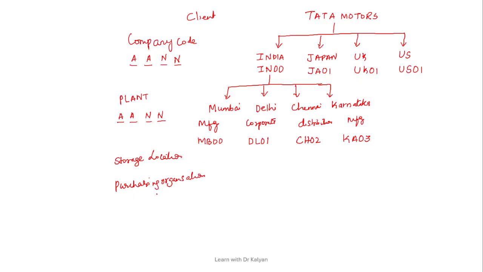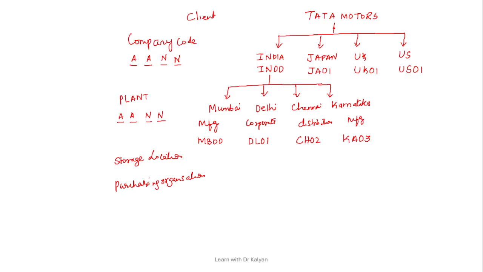So purchasing organizations are of 2 different types. First one is regional type and second one is plant type. Regional type means they will buy the entire raw materials at the client level. They buy the raw materials exactly at the client level. Once after buying the raw material at client level, they will distribute to the different companies which are present.